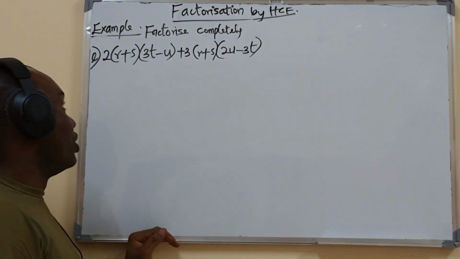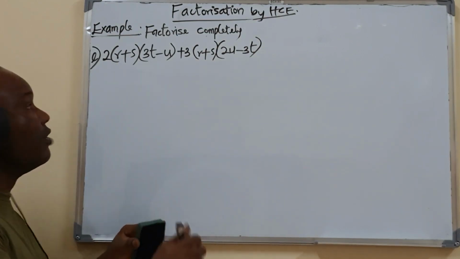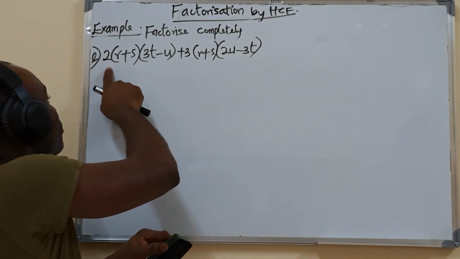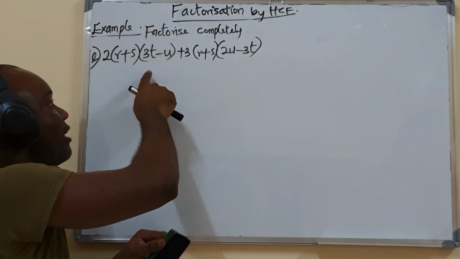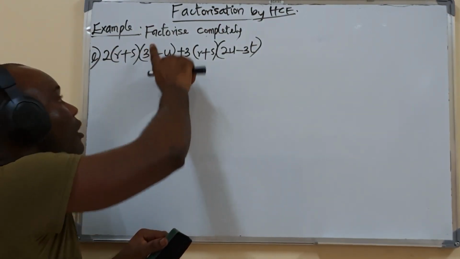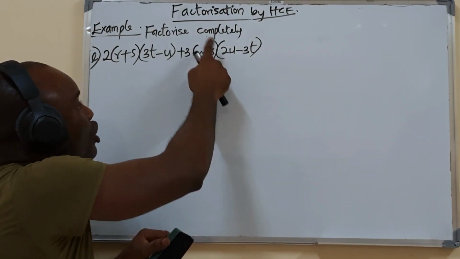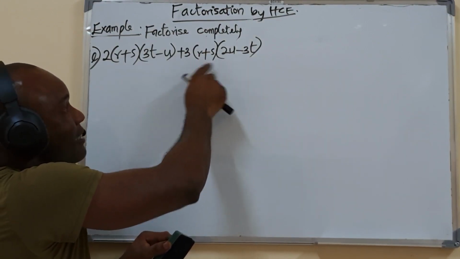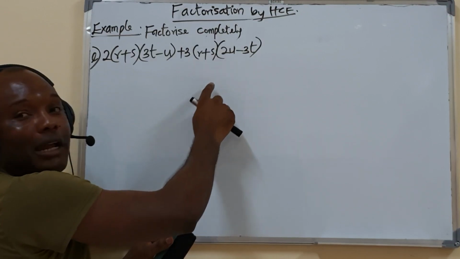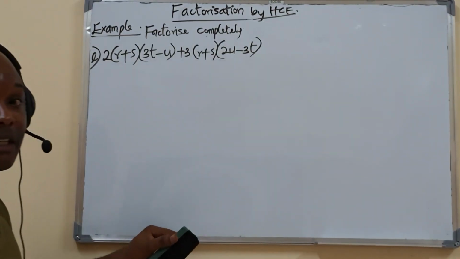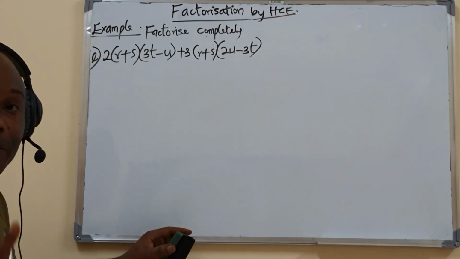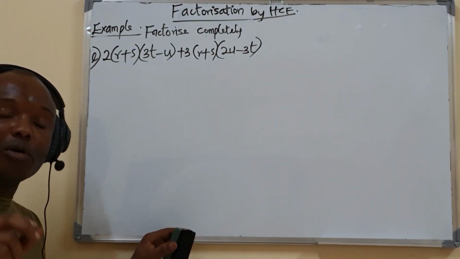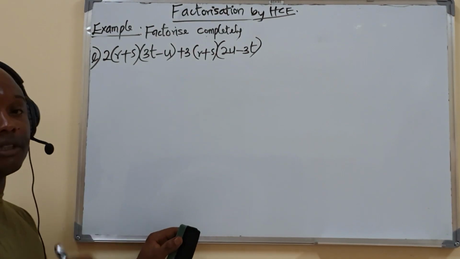Now this is example E, and inside we are supposed to solve 2 open bracket r plus s, close the bracket, open another one 3t minus u, close the bracket, plus 3 open a bracket r plus s again, close the bracket, open another one 2u minus 3t. We are required to also factorize this completely. Don't forget your skill of highest common factor. It's going to help us here.